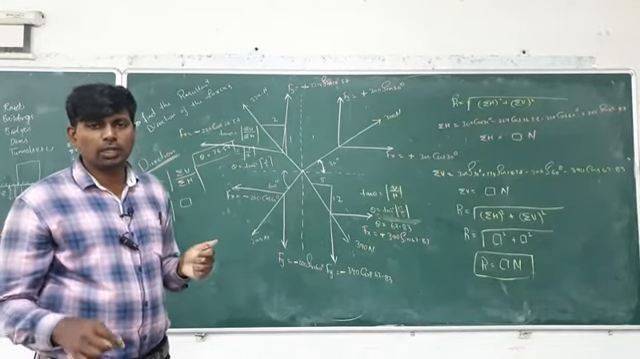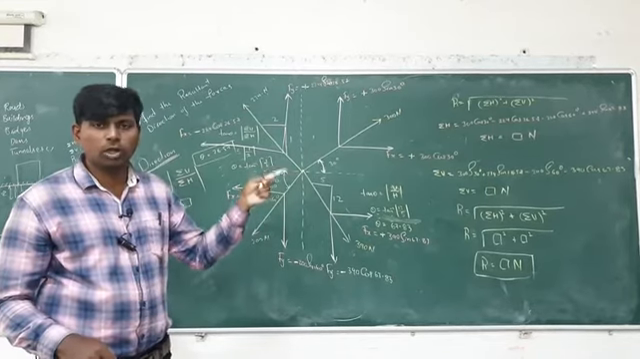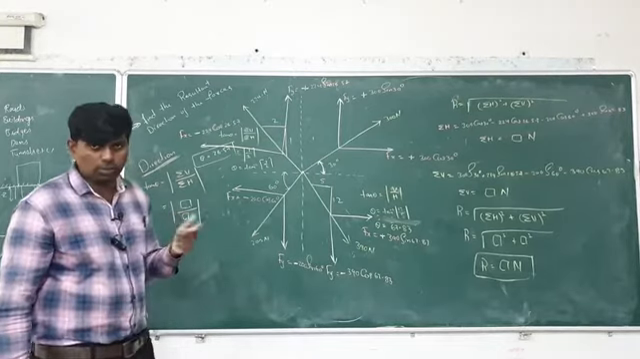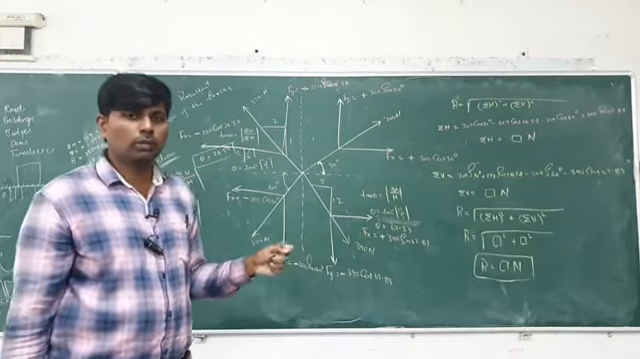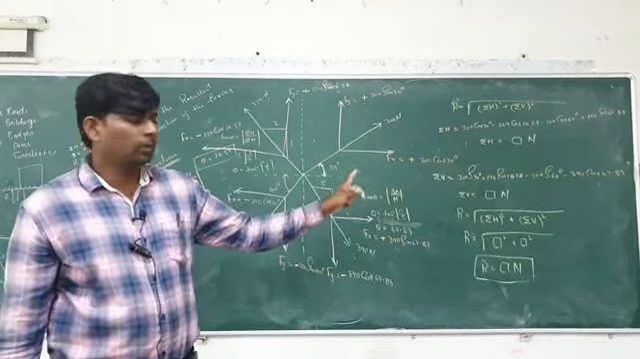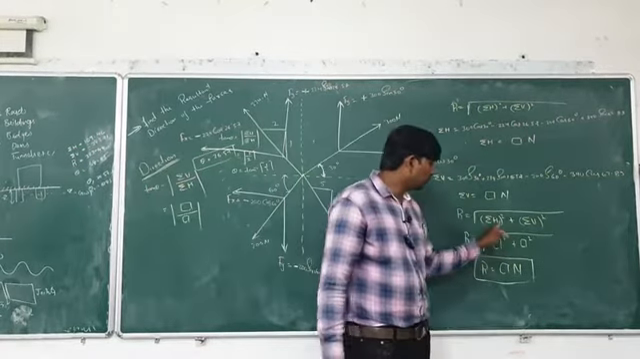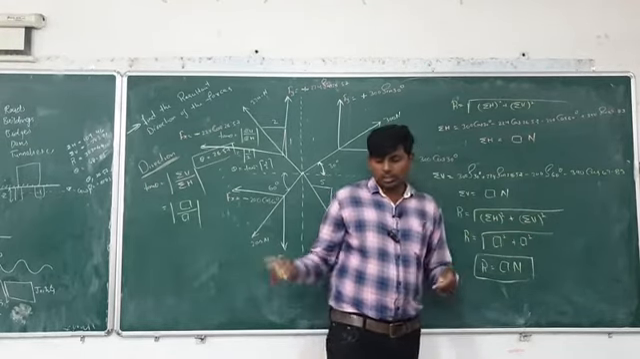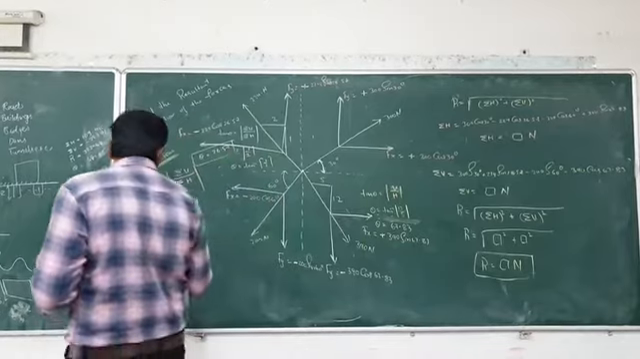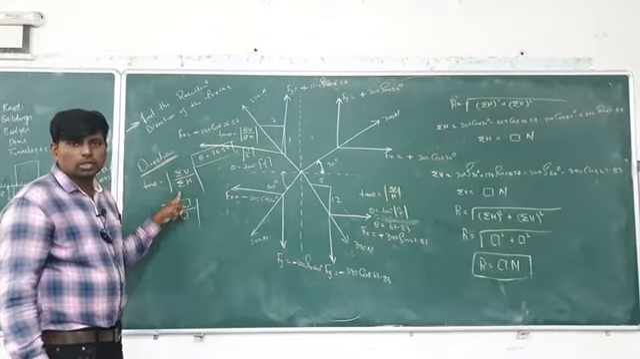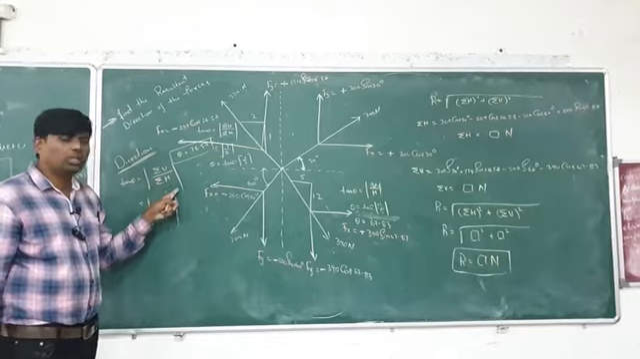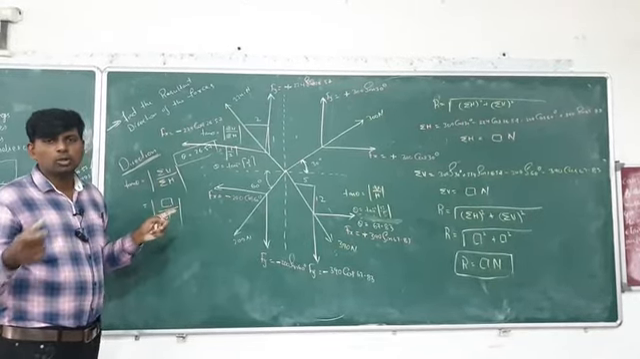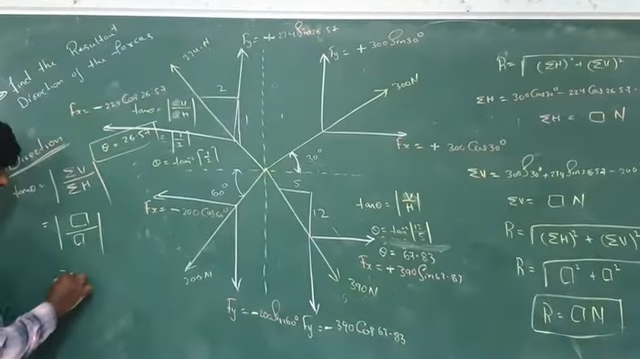After that, substitute the sum of vertical and sum of horizontal values. Suppose in these two values you get a negative, keep the negative there only. In the resultant, a square is there, so the negative becomes positive. But in finding the direction, the square is not there, so in place of the square, the modulus is there. Whenever you get a negative sign, the modulus makes it positive. So tan theta is equal to some value.